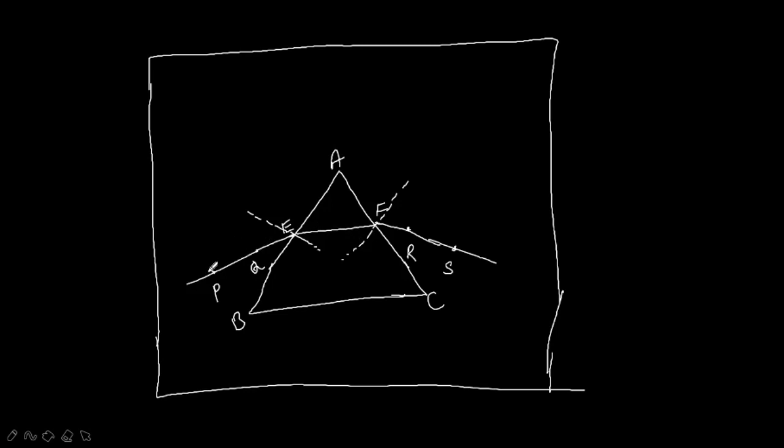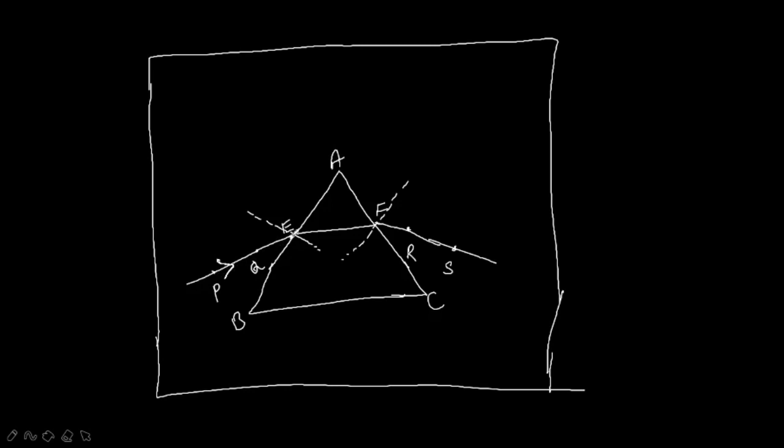Okay, then see the ray which is moving in this direction, that is at the face AB, we call it as an incident ray. That is PE, right? The PE we call it as incident ray.